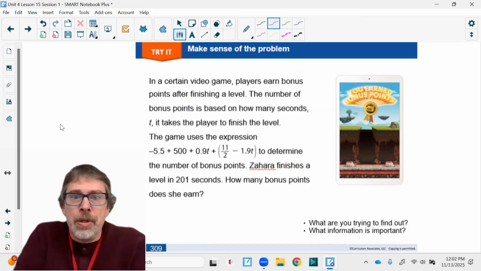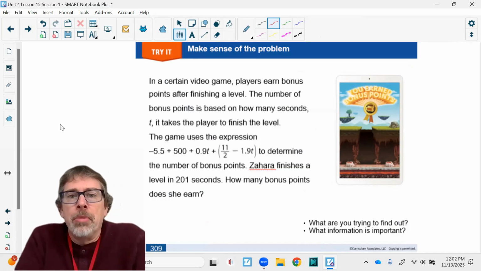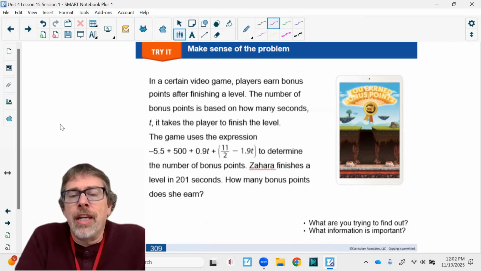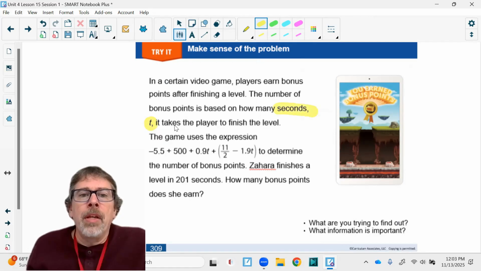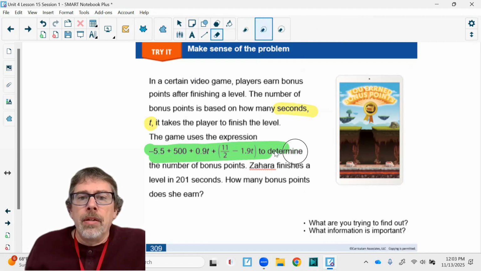So in a certain video game, in this Try It problem, players earn bonus points after finishing a level. The number of bonus points is based on how many seconds t, let me highlight that. So t stands for time, seconds, the time it takes the player to finish the level. The game uses the expression, this whole expression right here, to determine the number of bonus points. So they're going to use this expression here.